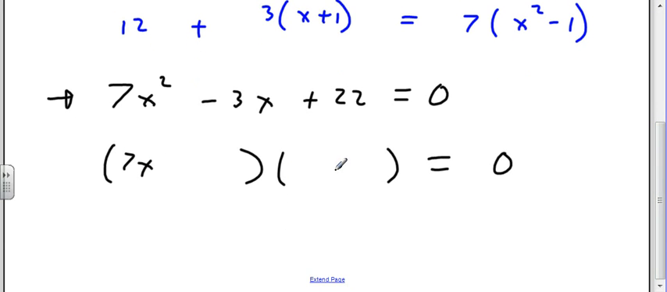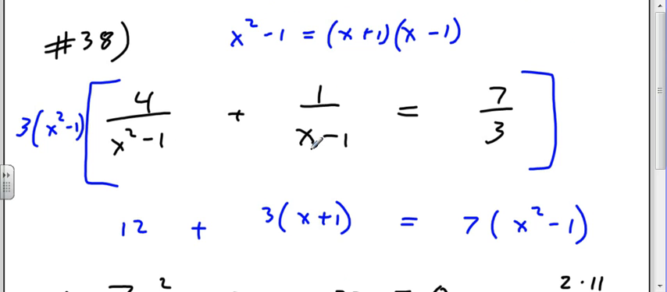Well, clearly I need a 7x, so I'm going to need an x. 22, that's like 2 times 11, right? Minus 2, minus 11. Oh, that's way too big, though. That's way too big. So the assumption I'd make at this point is that I made some error before I got to this point.